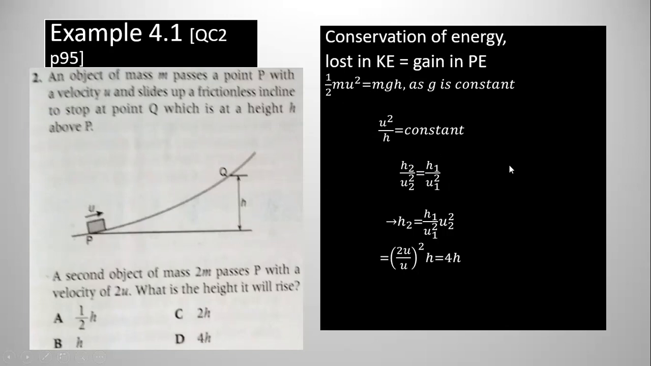It must still be constant. So you want h2. Move this one across there. Place in your values. This is the initial one, h, u2. u2 is 2u, u1 is u. Squared, u and u cancel off. So it's 4h. So the answer is 4h.